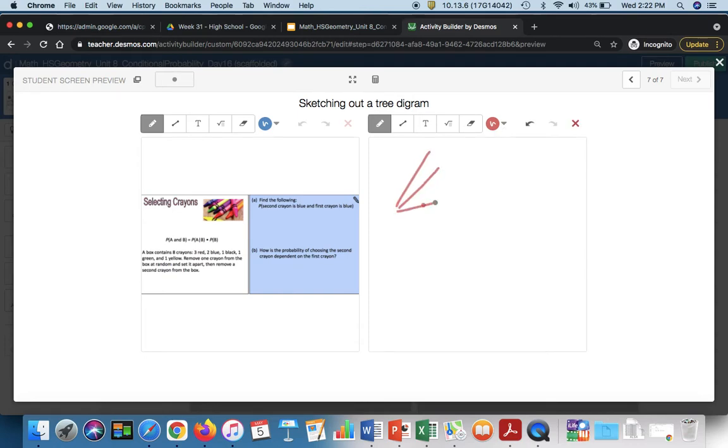3 red, 2 blue, 1 black, 1 green, and I'm going to have to make yellow here, orange. So how might this be helpful, right?